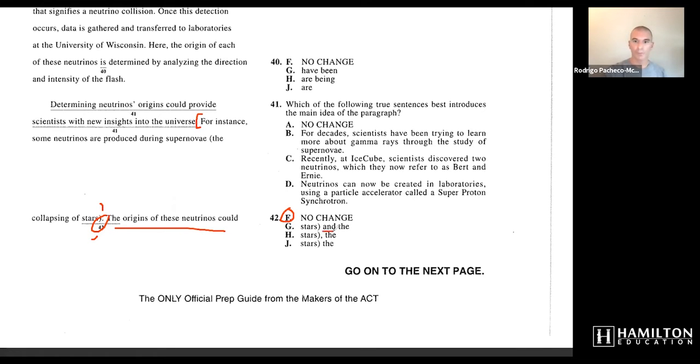G, we've already identified the fact that we have two independent clauses. With G, we have a conjunction. What's missing here is the comma. If we want to join two independent clauses with a conjunction, we also need a comma. H, we have just the comma, but no conjunction. This is going to be a comma splice. So we can eliminate H. And J, we don't have any punctuation. This would be a run-on sentence. That's why F is our correct answer.